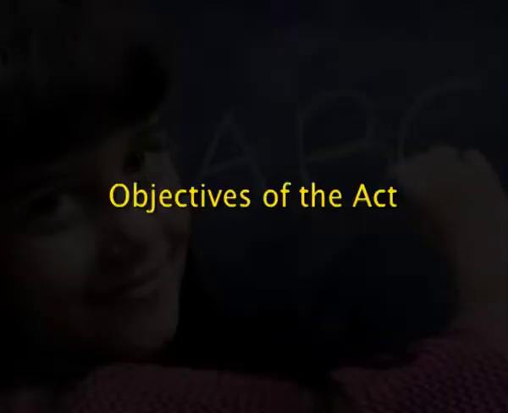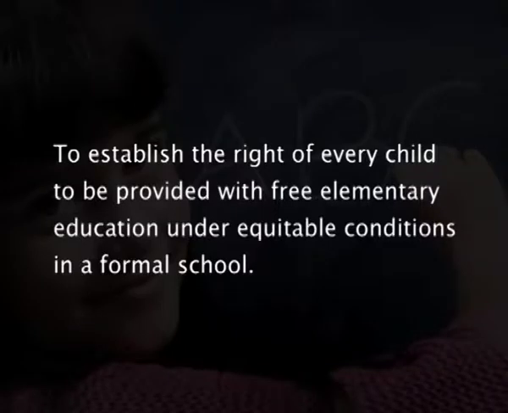Objectives of the Act. Before we look at the entire Right to Education Act, let us first get a clear picture of the broad objectives of this Act. The Right of Children to Free and Compulsory Education Bill 2009 was approved by both the houses of the Parliament, and with the presidential approval under the Act, the following objectives were proposed. First, to establish the right of every child to be provided with free elementary education under equitable conditions in a formal school, that is, a school system which satisfied certain essential norms and standards.